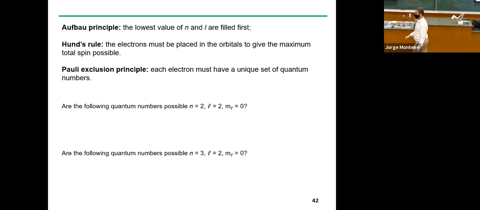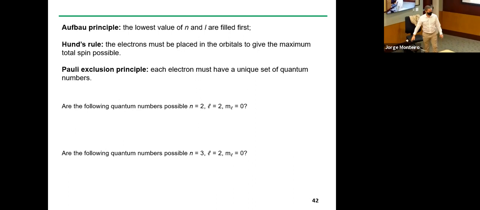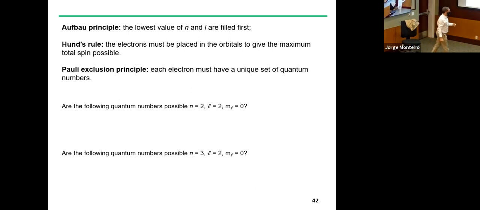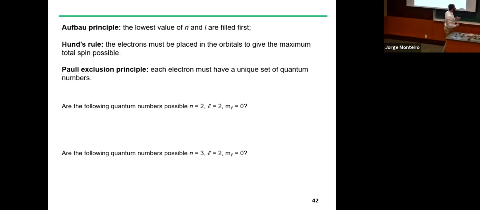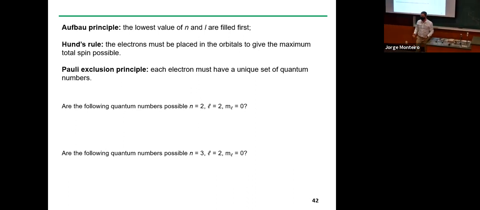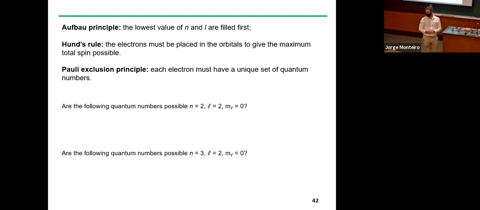50% right so far. n equals 3, l equals 2 is a possible value. For l equals 2, there is nothing that says we cannot have an ml equals 0. So therefore, the second set is possible.